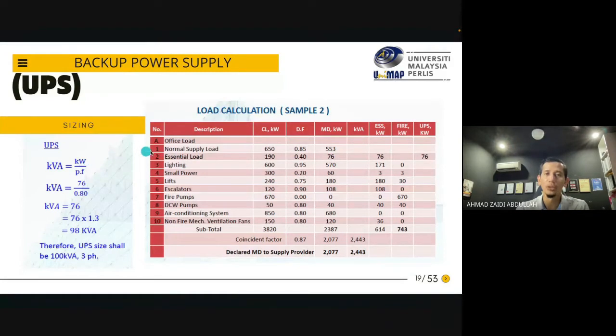Sizing a UPS is not the same as how you calculate your MSB, but it is very simple. Let's say we have this load. For example, we have fire pump, escalator, lift, lighting, normal, offload, and then aircon and so on. And this is the connected load, diversity factor, maximum demand.